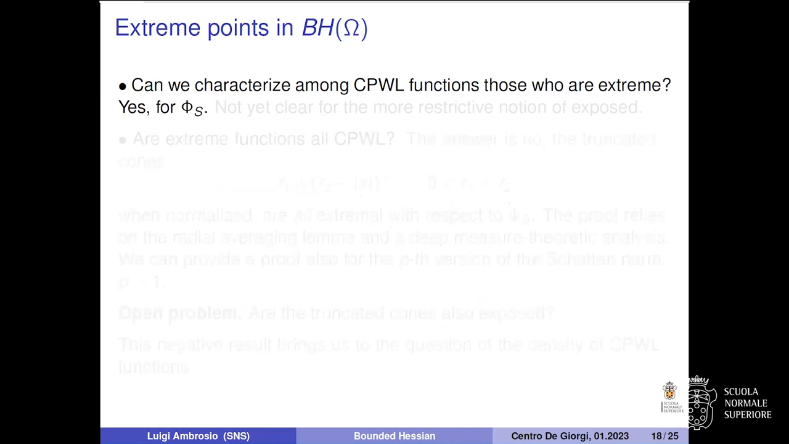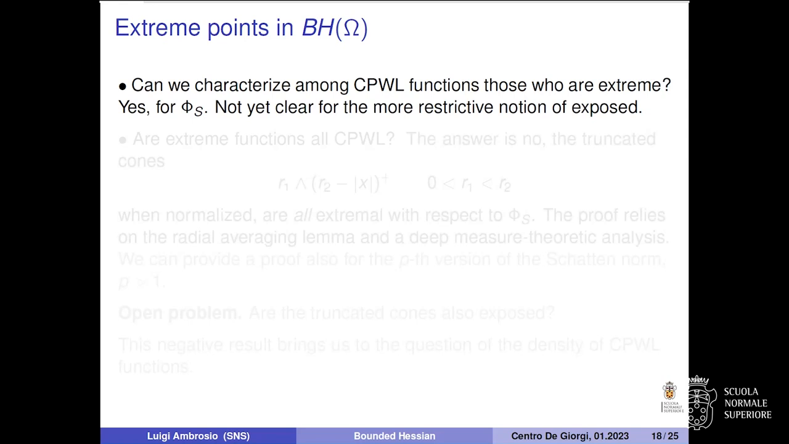And so the questions that we started to characterize in the first paper is, first of all, inside the class of CPWL functions, can we characterize those functions which are extreme? Well, of course, the structure of CPWL functions is basically a finite structure, so this is possible. So we did it in the first paper. While I think an interesting question is whether this can be done for the more restrictive notion of being exposed.